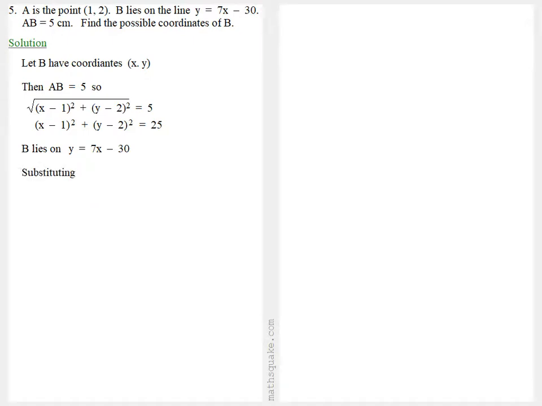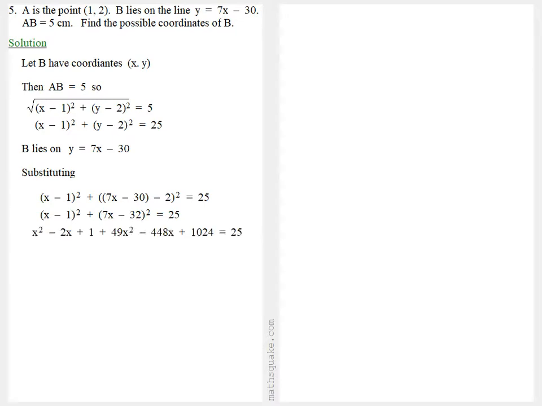So if we substitute that into the equation, we get (x minus 1) squared plus (7x minus 30 minus 2) all squared is equal to 25, which gives us (x minus 1) squared plus (7x minus 32) all squared is equal to 25. And if we expand the brackets, we get x squared minus 2x plus 1 plus 49x squared minus 448x plus 1024 is equal to 25.